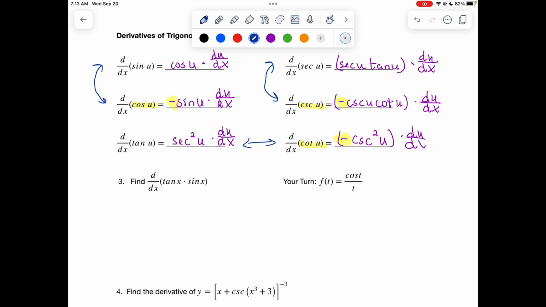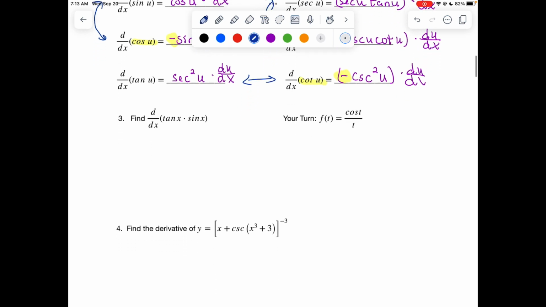All right, so let's use this to try to figure out some derivatives. Let's look at our first example here: the derivative with respect to x of tangent x times secant x. The first thing you have to notice is we have tangent times secant, so that is a product rule. The product rule means that we take the first term times the derivative of the second term; the derivative of secant x is secant x tangent x. Plus the derivative of the first term times the second term; the derivative of tangent x is secant squared x.